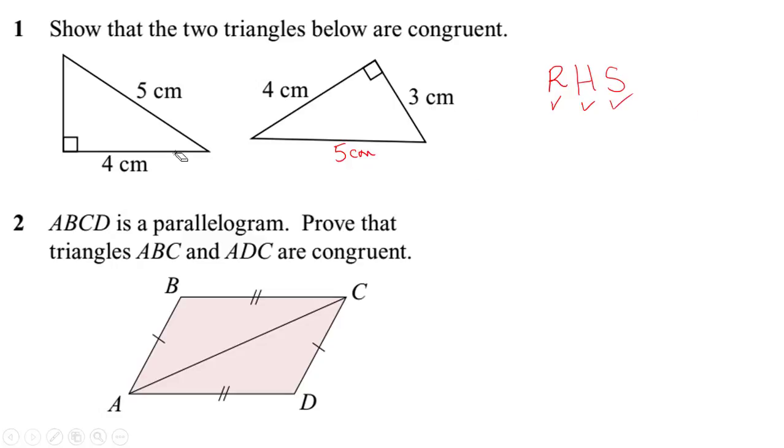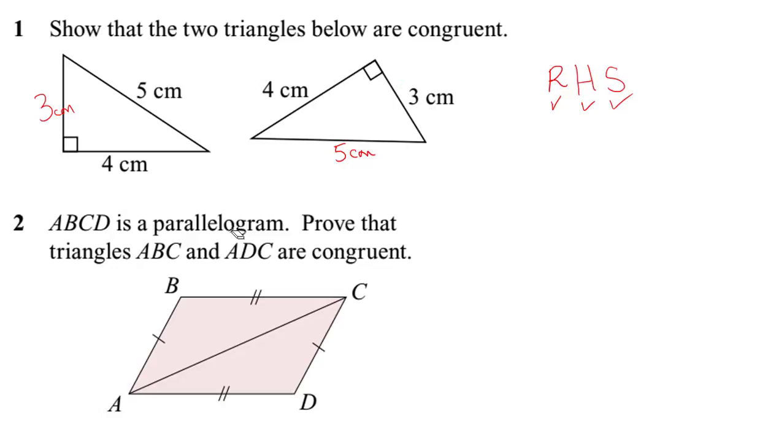Now, if you want, you can use Pythagoras theorem on this one. You do 5 squared, take away 4 squared, then square root. The answer is going to be 3 centimeters. So you can see that even if you were to get that, then this one is still the same as that side anyway. Okay, so that's that. Question 2.